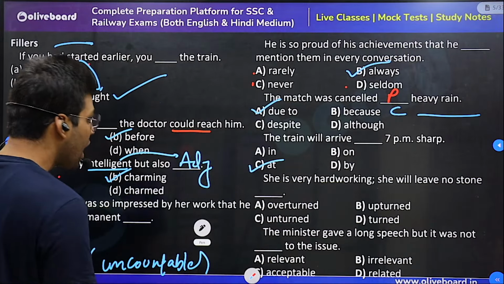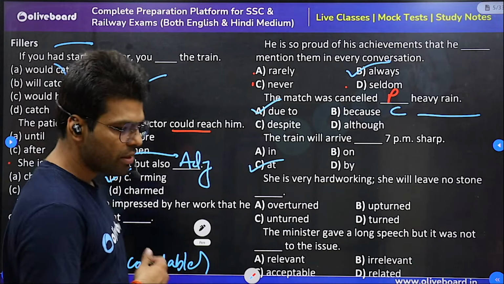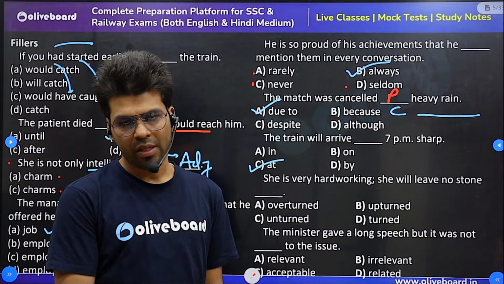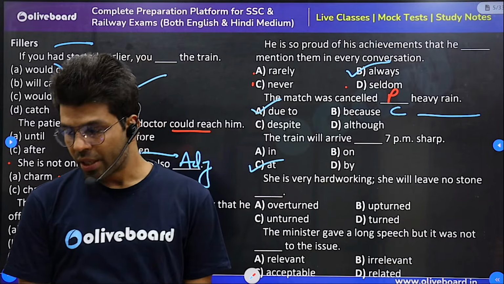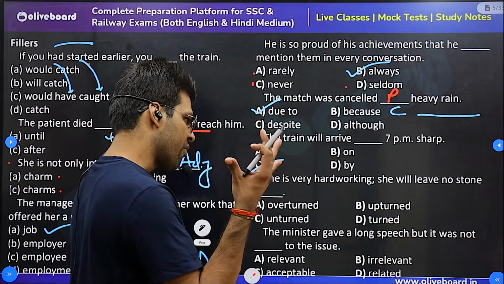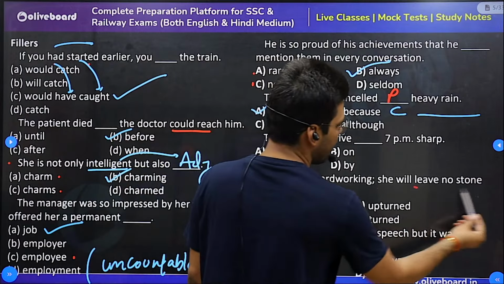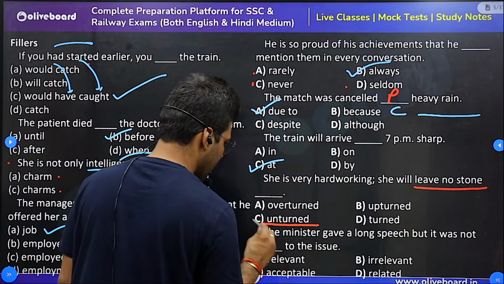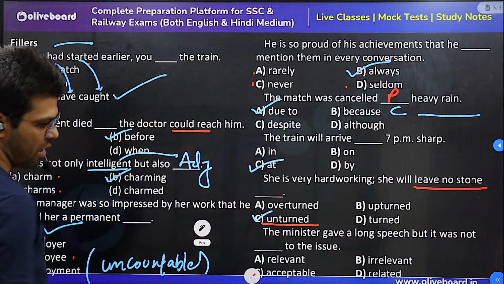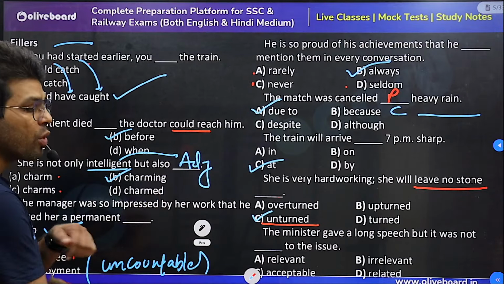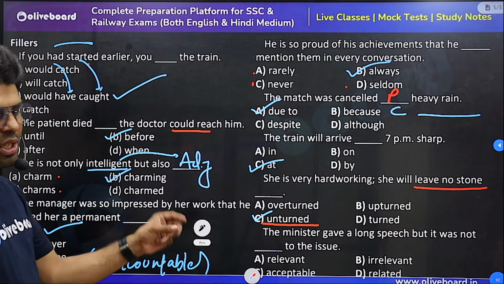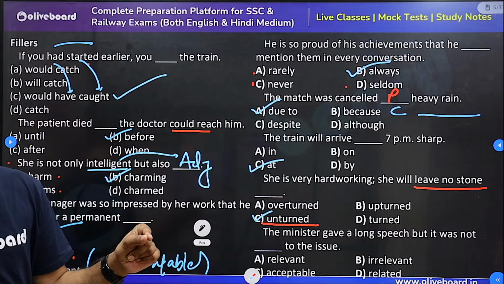She is very hardworking. Now SSC sometimes asks idioms in fillers, and we can't change idioms. We can't obviously change idioms. They are supposed to be fixed ones. So that's an idiom, leave no stone unturned. That means try every way possible. Leave nothing. You can't blame him or her that you didn't do this. She did everything she could. She is very hardworking. She leaves nothing that is left. Everything.